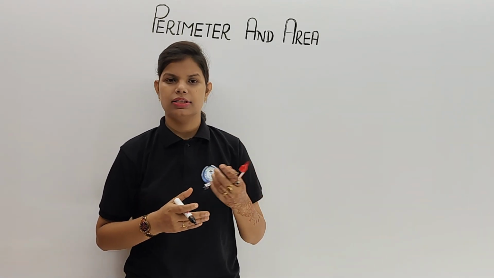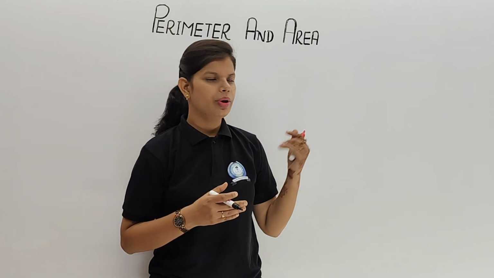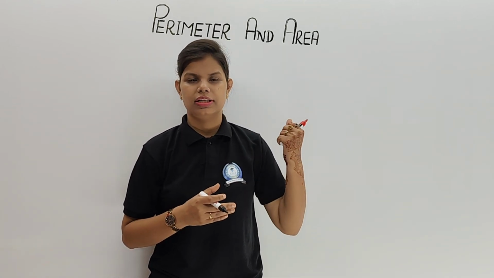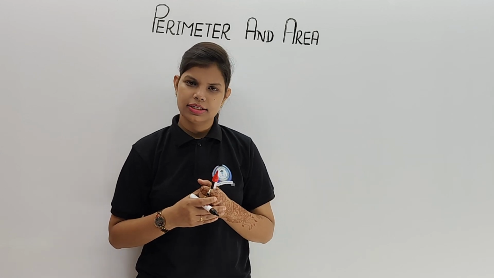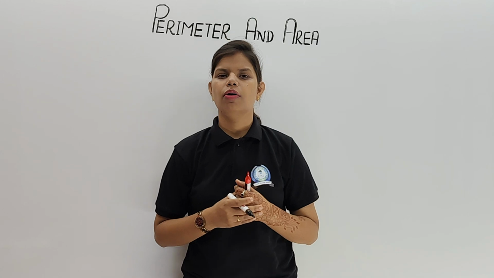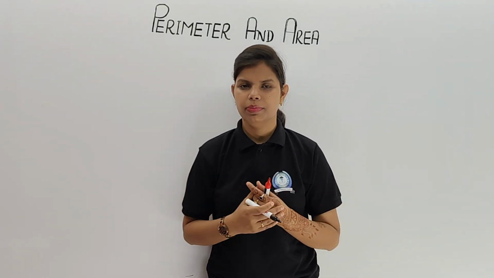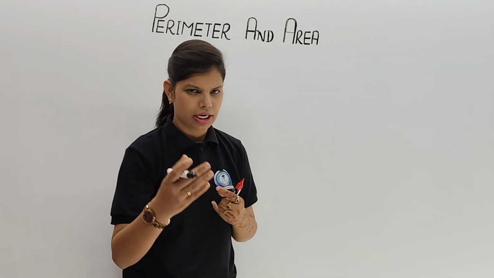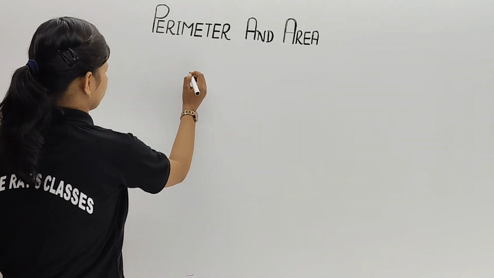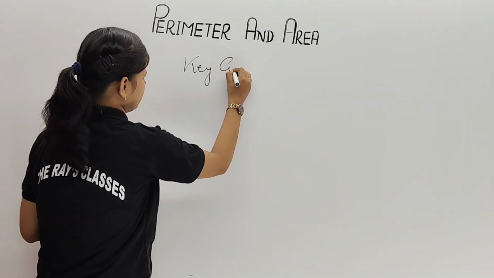So children, first of all, as in our previous video we have discussed some of the key concepts, now we are going to discuss the key concept of this chapter. In this chapter our key concept is very simple and easy. We have to find the perimeter and area of regular and irregular shapes. That is the key concept. Please note it down.